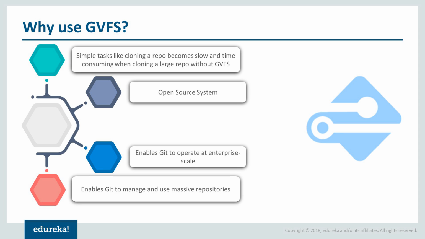Why use GVFS? Number one, Git struggles to handle enterprise scale repositories, as we said in the past as well. Operations like cloning slow to a crawl when you have millions of files in the repository, and something as simple as getting your repository status will leave you waiting. So GVFS can be a huge advantage. Second, it is freely available and open source. Third, if your team and your code base are growing to enterprise scale, then GVFS may be a great fit because it enables Git to manage and use massive repositories.